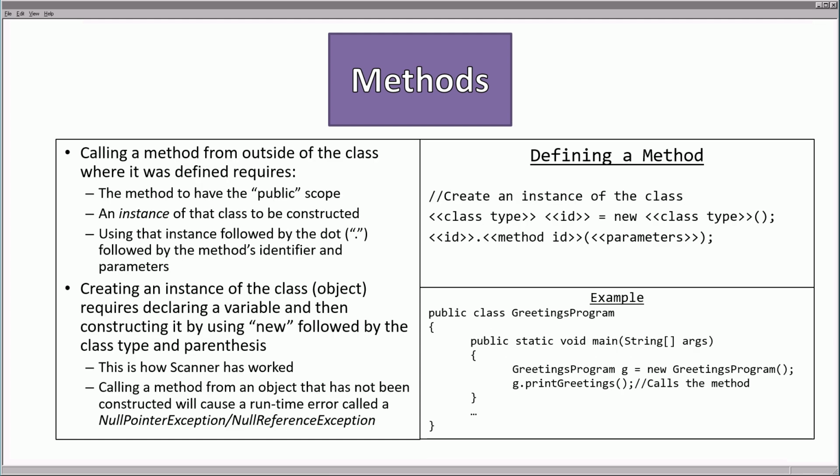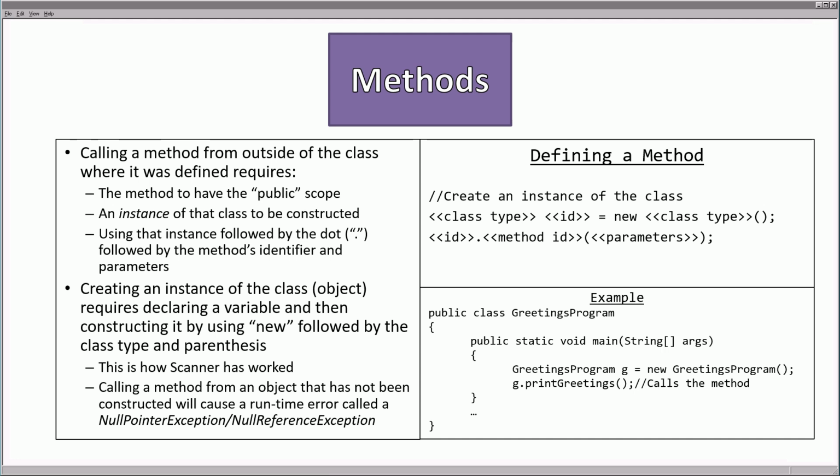Now, if we were to call a method from outside of the class from where it was defined, first of all, that method has to have the public scope. If it does not, then you cannot call that method. Next, in order to call the method, we need an instance of that class to be constructed. Once we have constructed that instance, we use the dot followed by the method's identifier and its parameters.